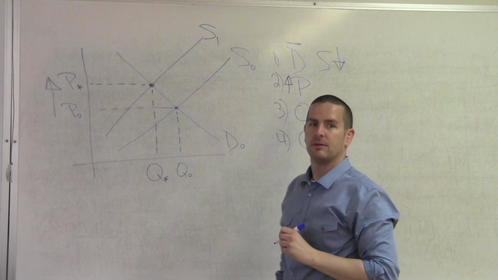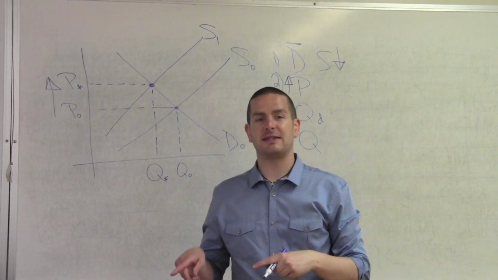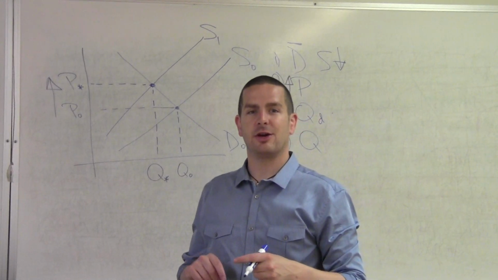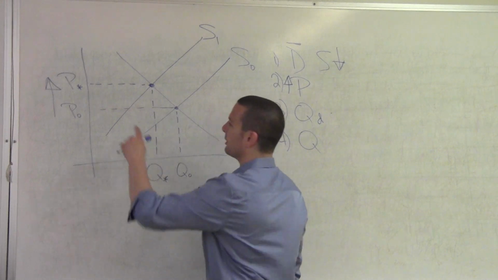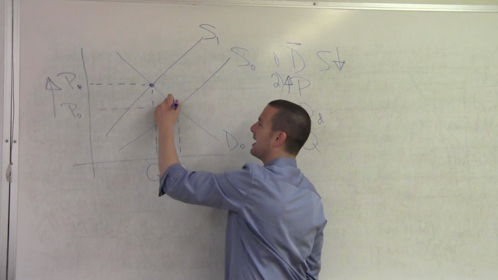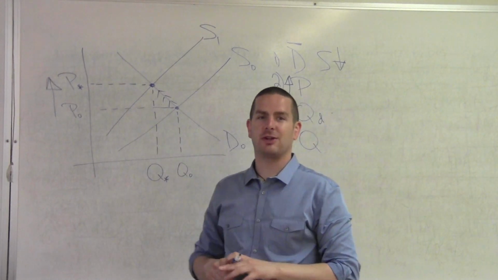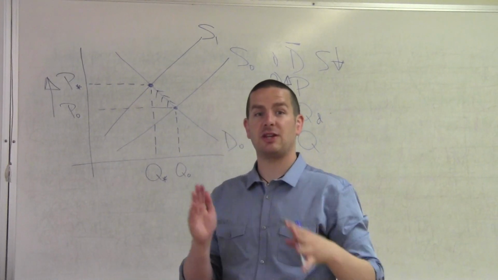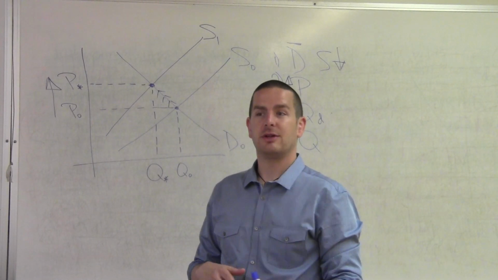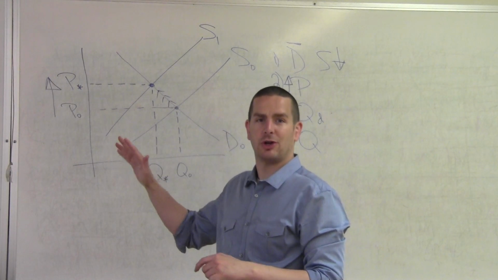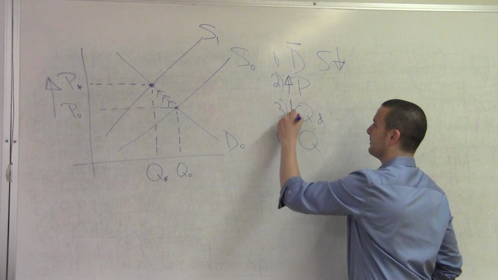Okay? Prices went up. We know from the law of demand that if prices go up, quantity demanded goes down. Okay? So here, prices went up. We're going to slide up the demand curve, right? Change in price, change in quantity demanded. Price goes up, quantity demanded goes down. So we're going to slide along the curve. Okay? Quantity demanded has gone down.